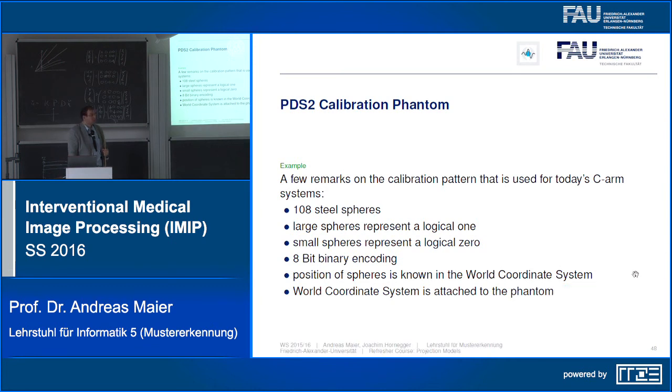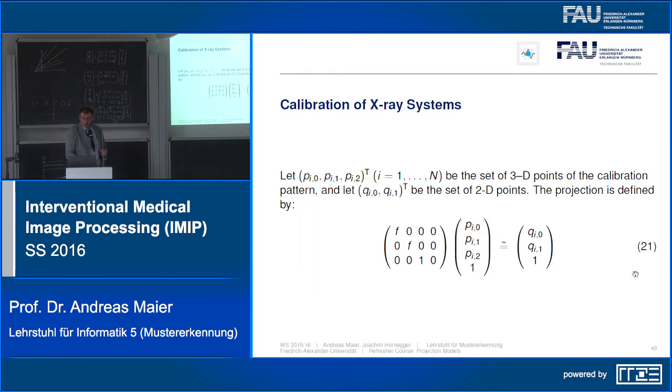Good. So, well, we can look into a simple case. Let's say we get rid of all the parameters that we talked about. We only have the focal length. This is our 3D point, and this is our 2D point. Because of the calibration phantom, we know this, and we know this. Well, then we can solve for F.